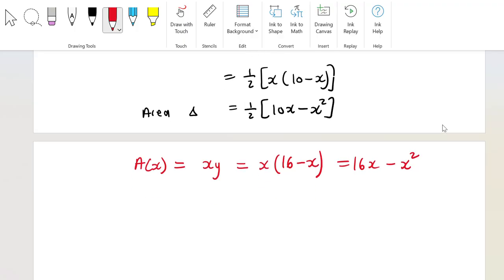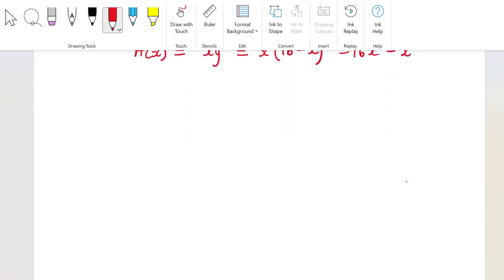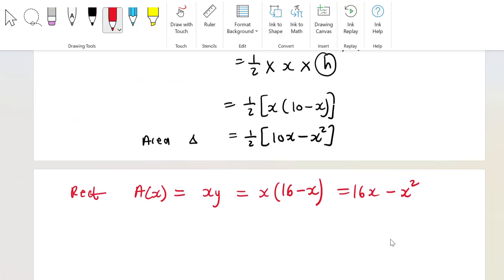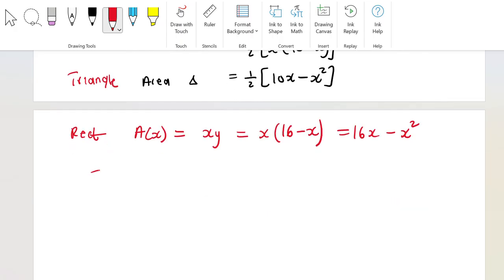Okay. Now, this was the area of the rectangle, and this one on top here was for the triangle. Now, to find the total area, I have to add the two areas. So the total area is equal to 16x minus x squared.